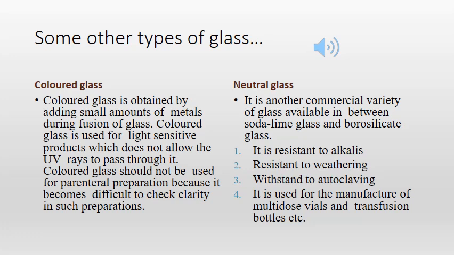Another type is neutral glass. It is again a commercial variety of glass available in between soda lime glass and borosilicate glass. It is resistant to alkalis and weathering. It can also withstand autoclaving. This kind of glass is used in manufacture of multi-dose vials and transfusion bottles.